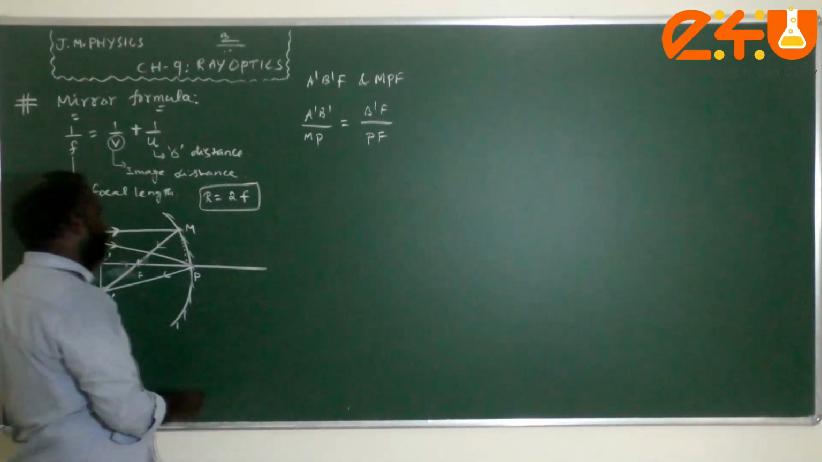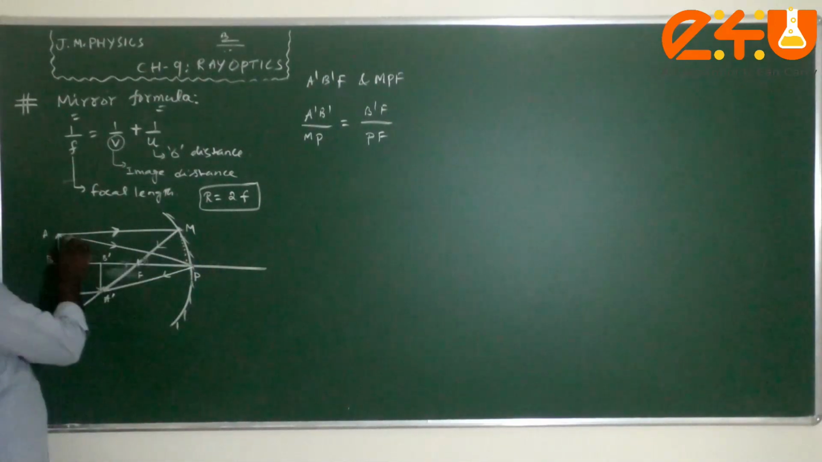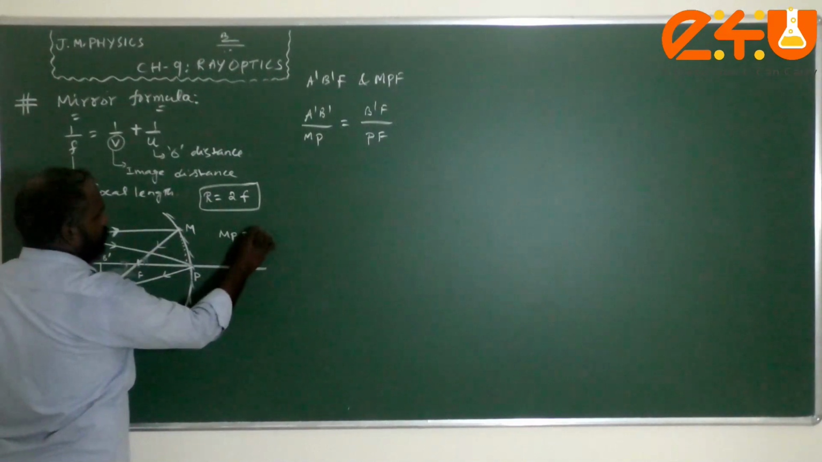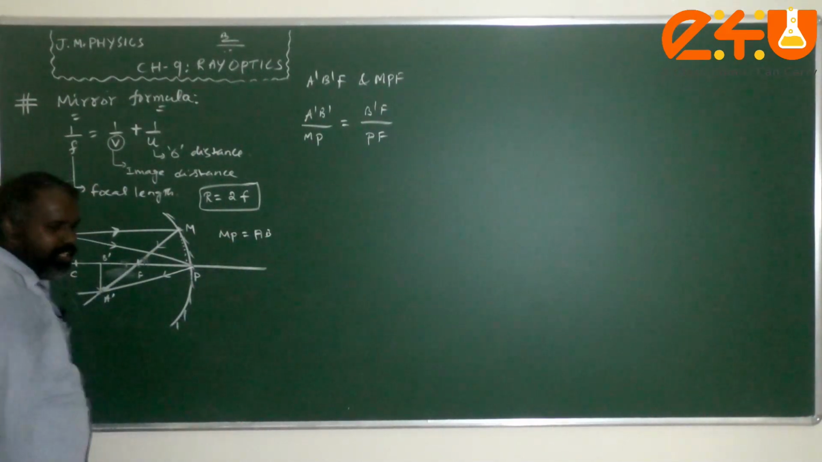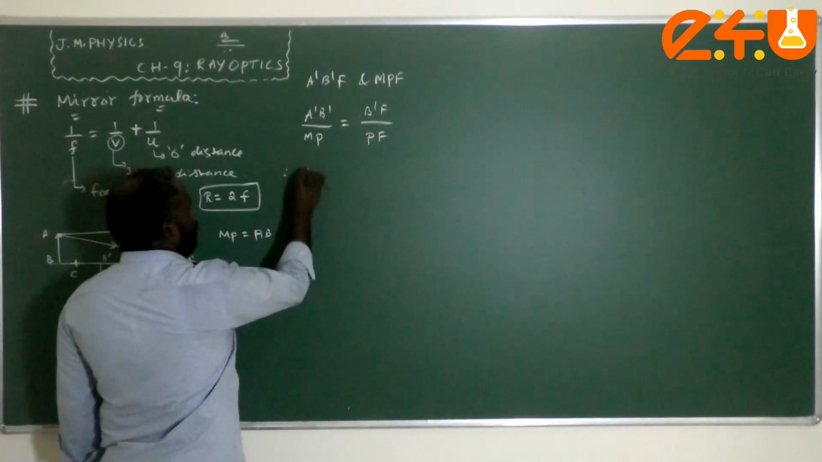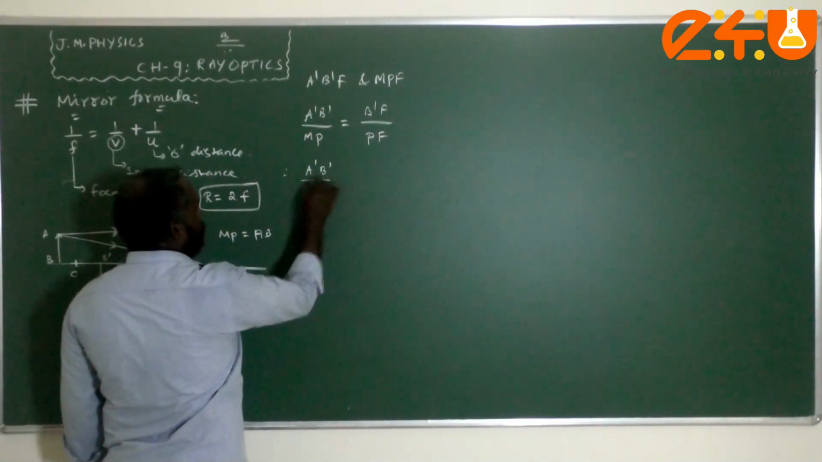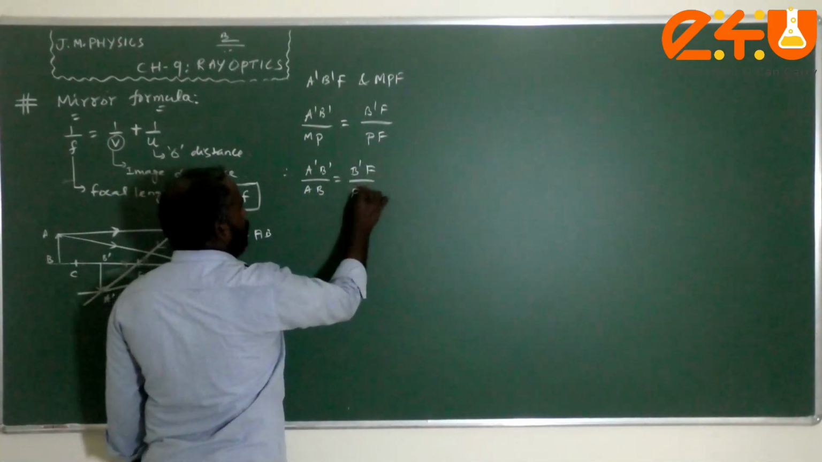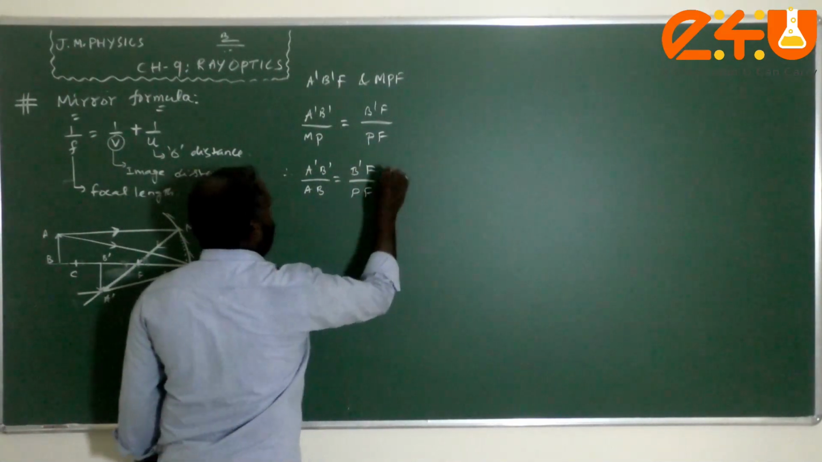So see the diagram. MP is approximately equal to AB. Therefore I can replace MP with AB. Therefore I can write A dash B dash divided by AB is equal to B dash F divided by PF. Say equation number 1.